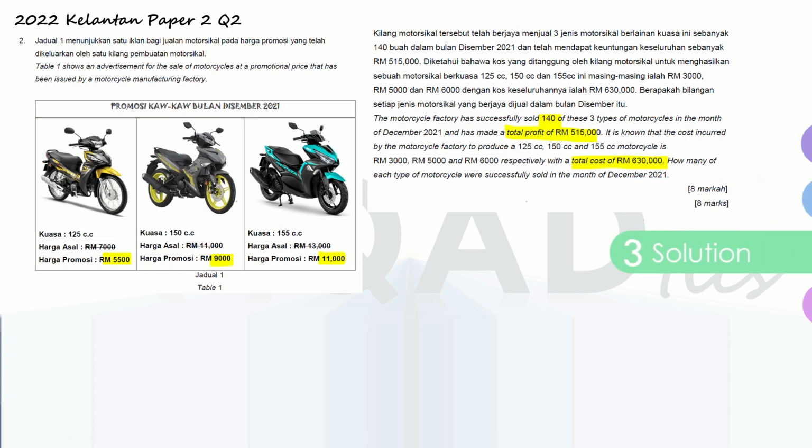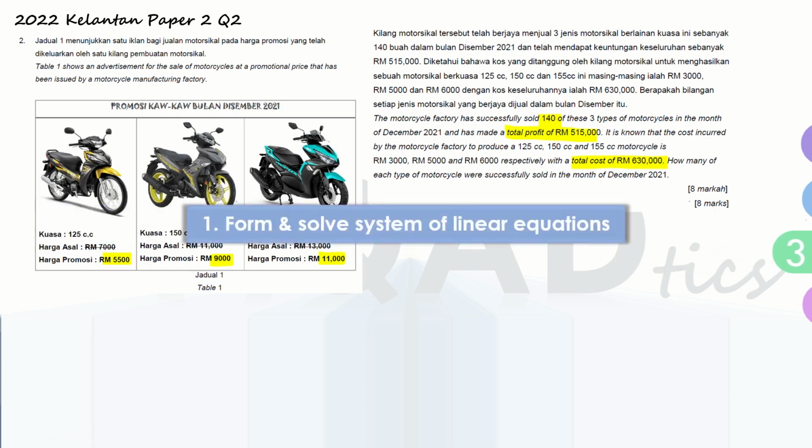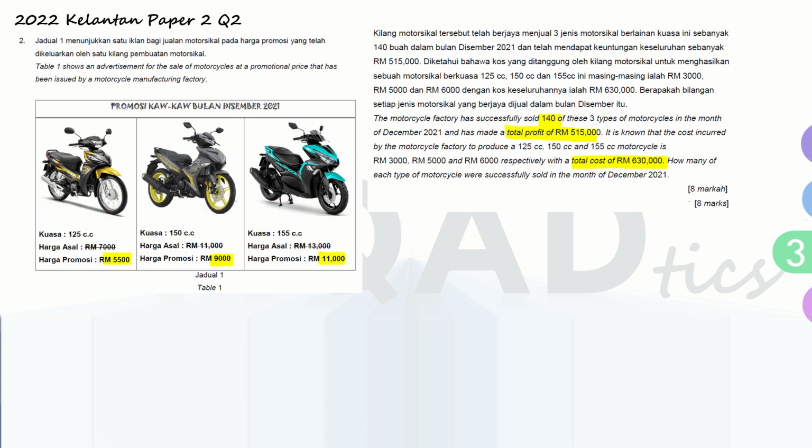So this is our aim in this video, which is to learn how to form a system of linear equations and solve them. So to find the number of motorcycles sold for each type, we need to form some linear equations and then we need to find a way to solve them. So firstly, we will need to use an unknown for each of the motorcycles.